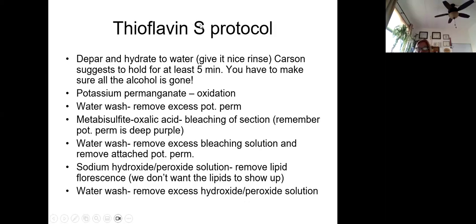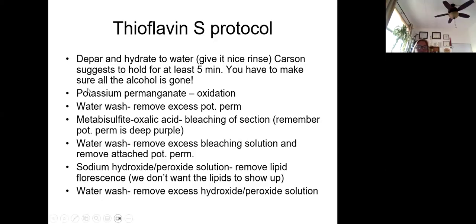It's a thioflavin, so it's a fluorescent stain. So you're going to deparaffinize and hydrate to water, give it a nice good rinse. Carson suggests that you hold in that water for at least 5 minutes. The reason for that is because you have to make sure every last little tidbit of alcohol is gone. If it is not gone, it's going to interfere with the entire process and you're not going to fluoresce microscopically.